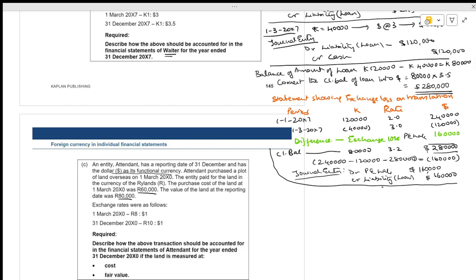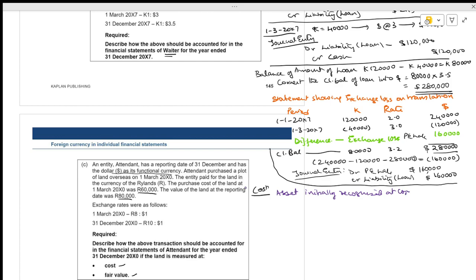Describe how the financial transaction, given the exchange rates, should be accounted for in the financial statements of Attendant in the year, based on cost and based on fair value. We have covered this. Based on the cost as such, the asset has to be initially recognized at cost.